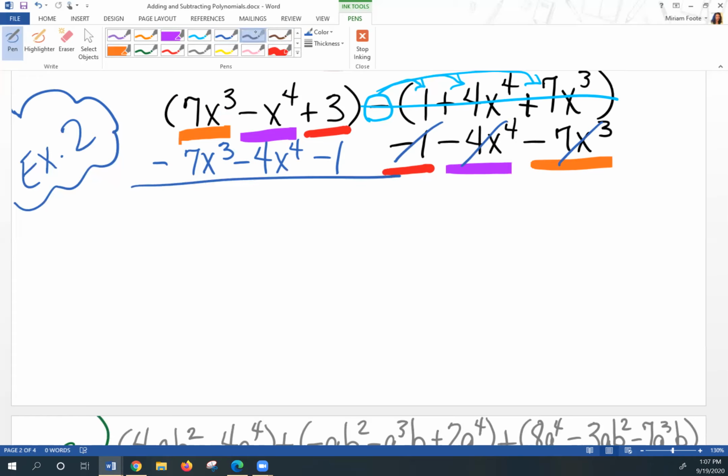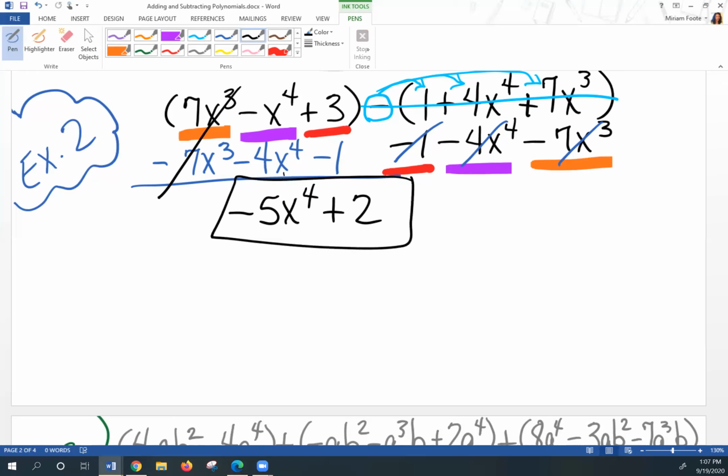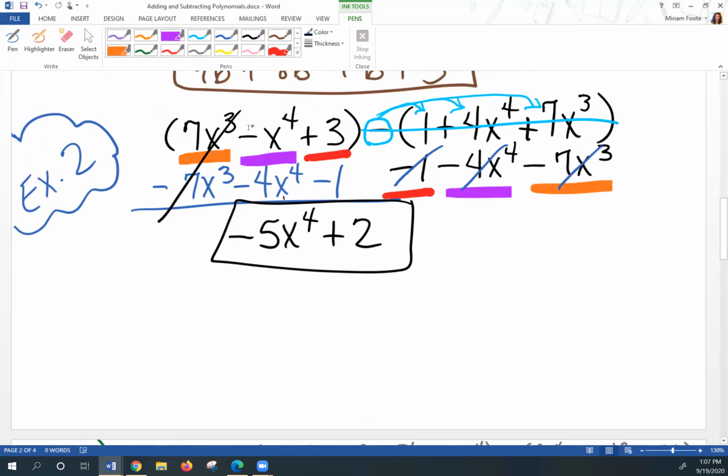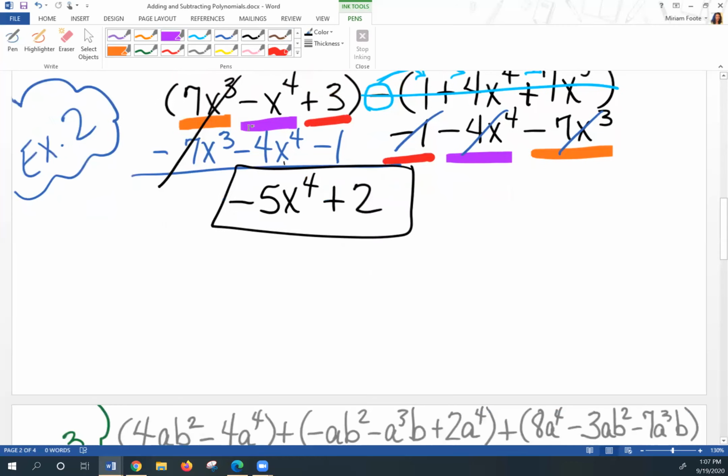When I start simplifying, 7 minus 7 is 0. So I won't have an x cubed term. Negative x to the fourth is really negative 1. And then I combine negative 1 plus negative 4, which is negative 5, bring down x to the fourth power. 3 minus 1 is positive 2. So it is in standard form, which means I am finished. I don't try to factor, I'm finished. And as you notice, it's okay to lose an exponent because if it's 0, that means it no longer appears in your answer.